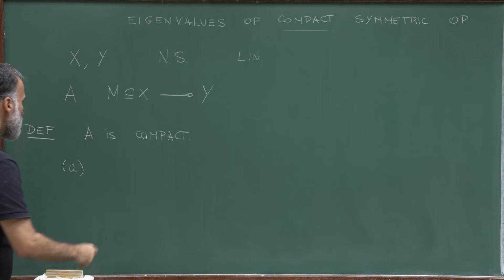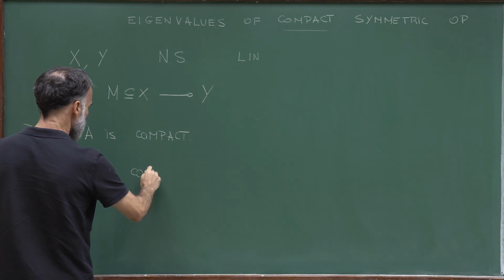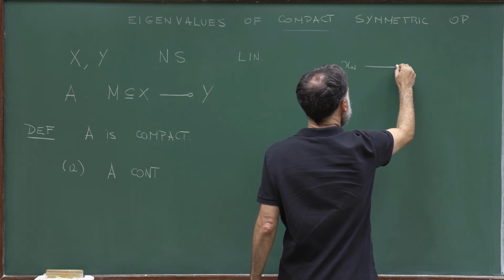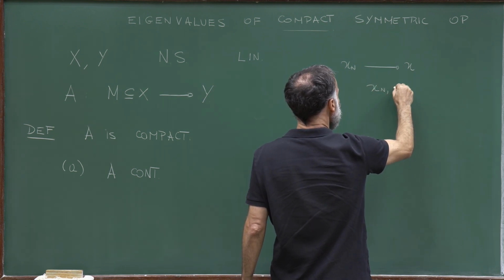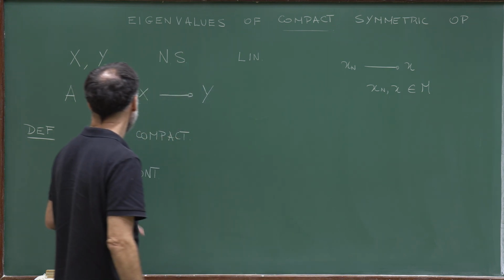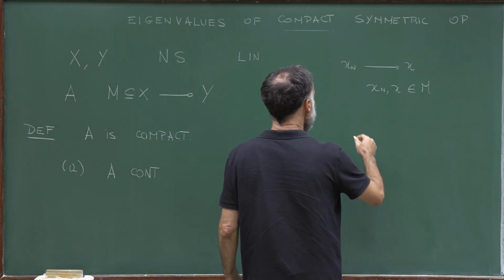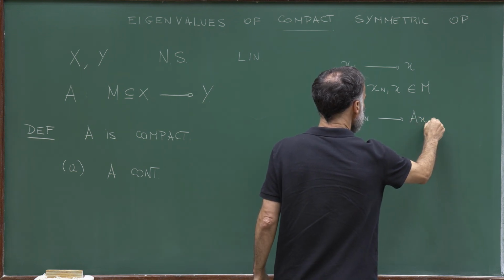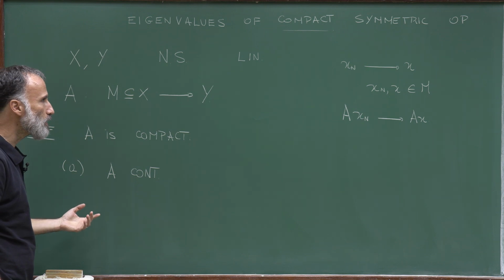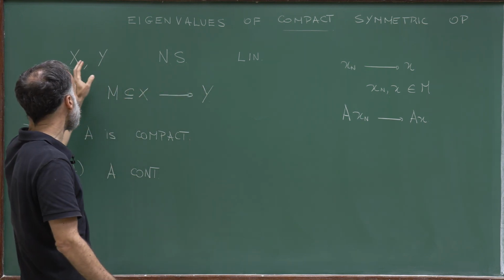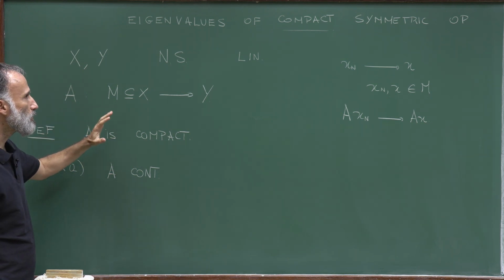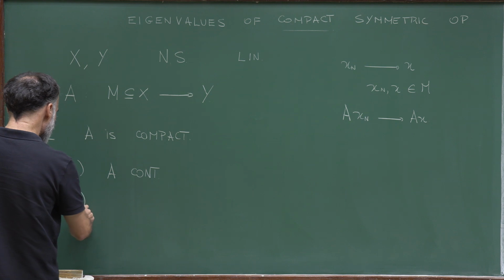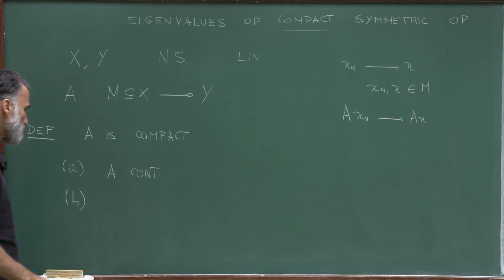I will first require that A is continuous. This means that if I have a sequence xn converging to x, both xn and x in M, so that A of xn and A of x are defined, then I will require that A of xn converge to A of x. This is exactly the usual definition of continuity. Just note that since I'm not assuming that A is linear, here continuity and boundedness are not related.